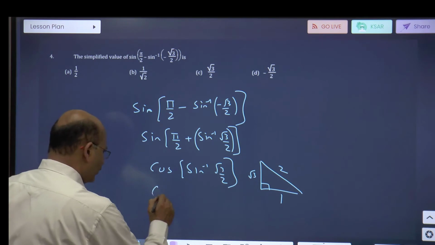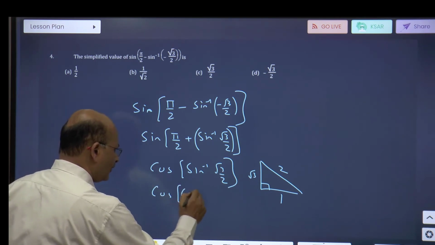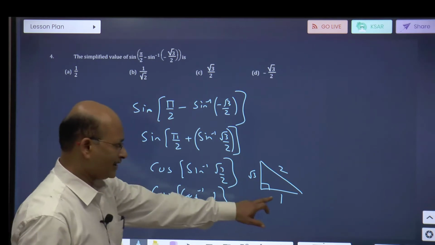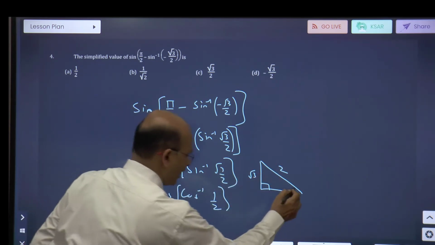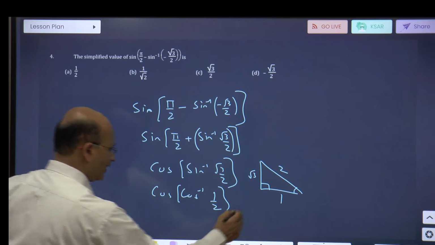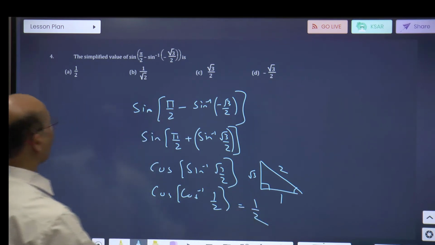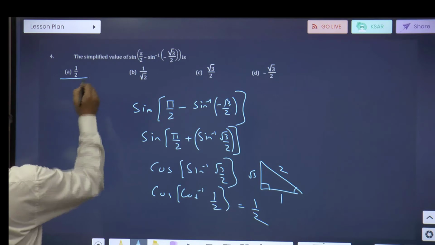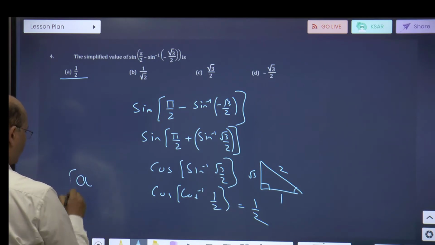1. So now I have to write cos of, this will become cos inverse what? 1 upon 2. Adjacent upon hypotenuse. This is my raised angle, right? So cos inverse. So what is the answer? Half. Is there any half option there? A. Let me confirm because I have a doubt in this question. Absolutely right. My answer is half. That is, A is the option.